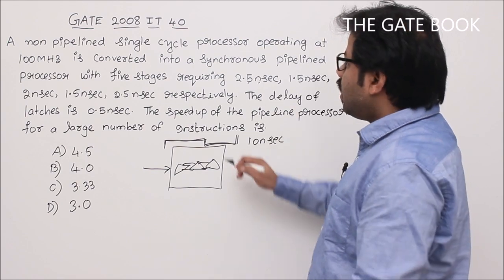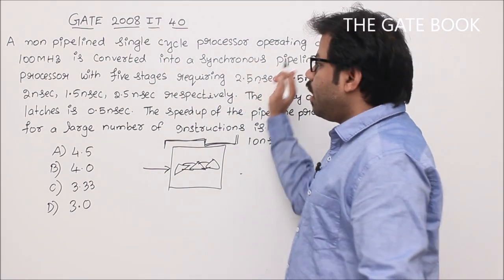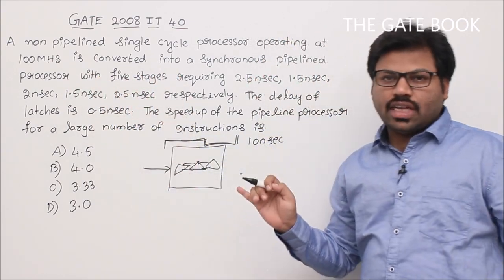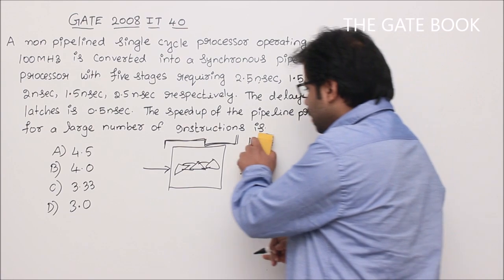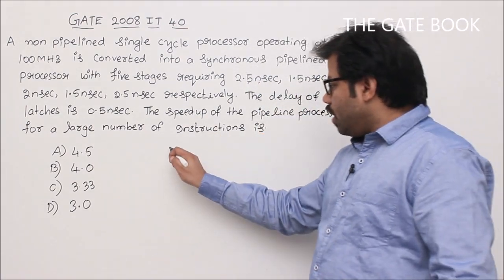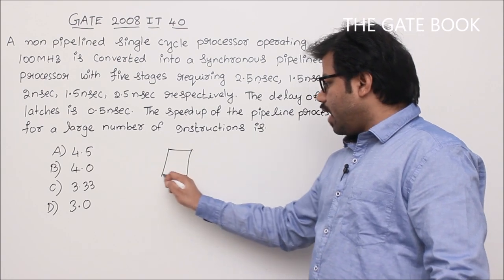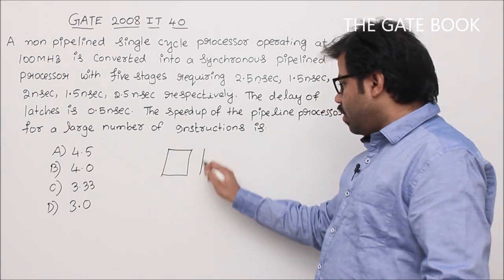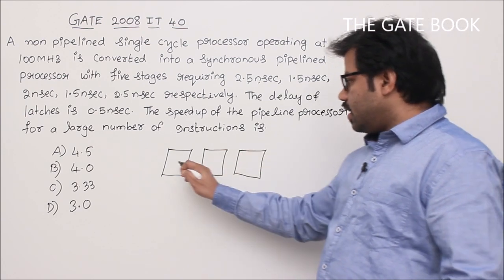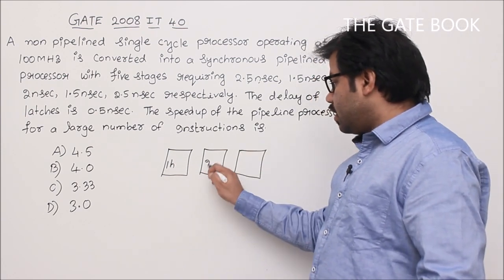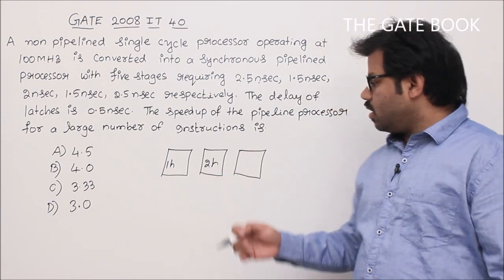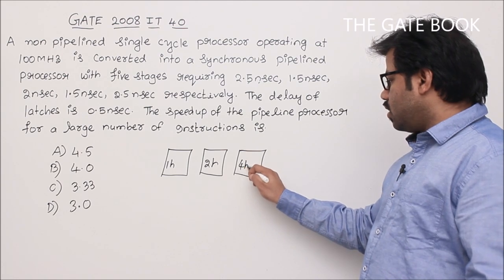Now this is converted to a synchronous pipelined processor with 5 stages. What is the meaning of synchronous? Whenever a pipeline is synchronous, you will have a common clock for every stage. For example, let's say you have 3 stages. This stage takes 1 hour, this stage takes 2 hours, and this takes, let's say, 4 hours. Just for easy understanding, I am giving values in hours.